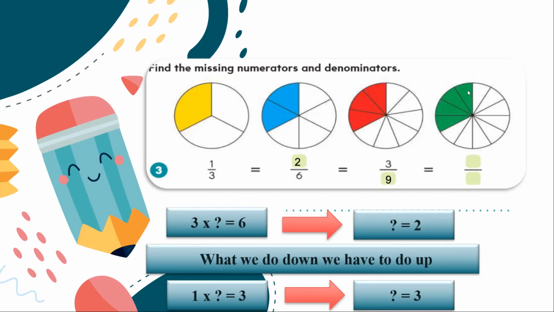The last one here, I have here what? 1, 2, 3, 4. So 4 shaded parts from how many? Either we will count and simply write 4/12, or I'll ask myself, 1 times what gives me 4? Yes, 1 times 4. So I'll have to multiply the 3 as well by 4. 3 times 4 is equal to 12.